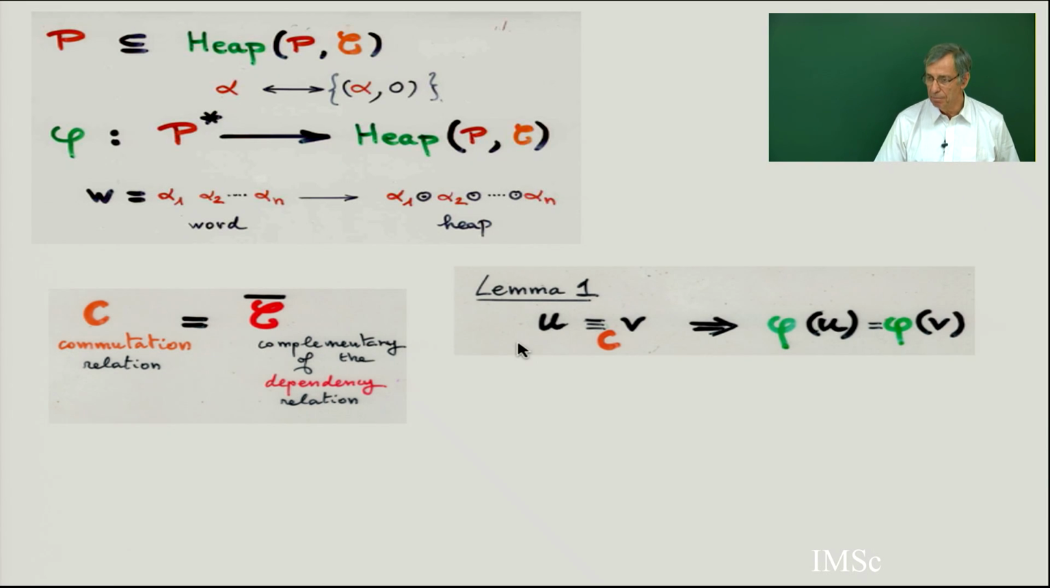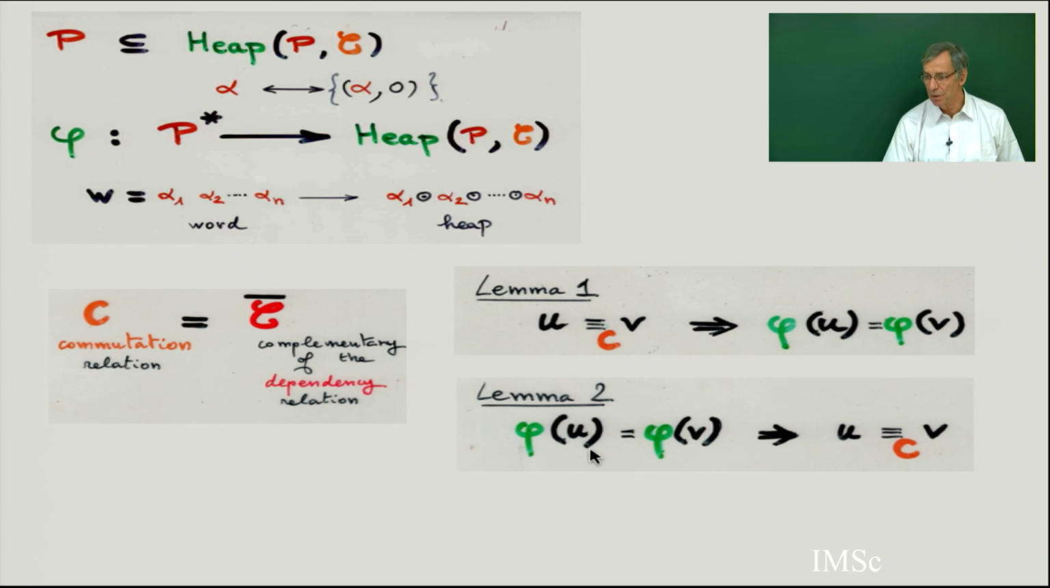And I have lemma 1. If 2 words of the free monoid generated by basic pieces are in the equivalence relation for the commutation of letters, then they give the same heap. So lemma 1 is obvious. Just think of when the pieces fall down. If you take 2 consecutive pieces falling down, if you commute them, and if they are not dependent, then it will give the same heap. You can make them fall down together. So this is a concurrence, a parallelism in computer science. The 2 pieces can fall together.